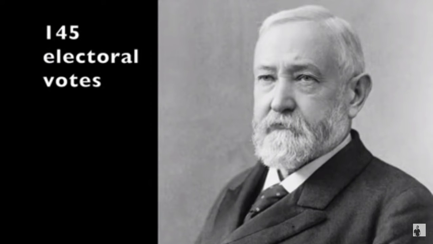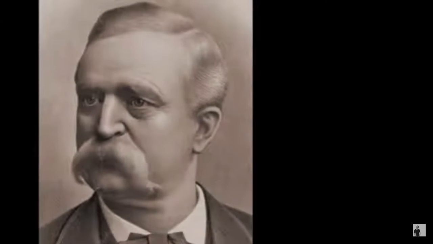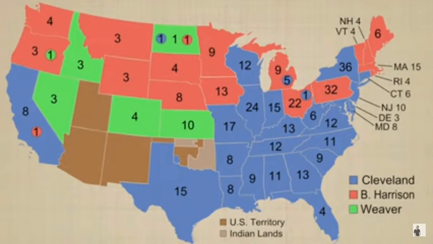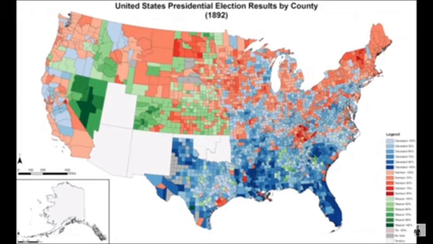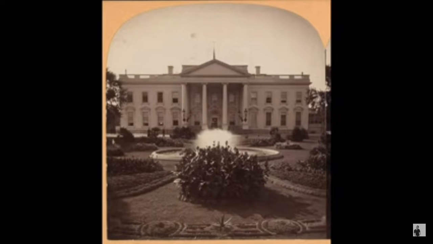Benjamin Harrison received 145 electoral votes and 43% of the popular vote. Populist James Weaver finished third with 22 electoral votes and 8.5% of the popular vote. He became the only third-party candidate between 1860 and 1912 to win electoral votes. He did especially well in the West and South. John Bidwell received 2.2% of the popular vote, the best performance by the Prohibition Party yet. All other candidates received less than 1%.